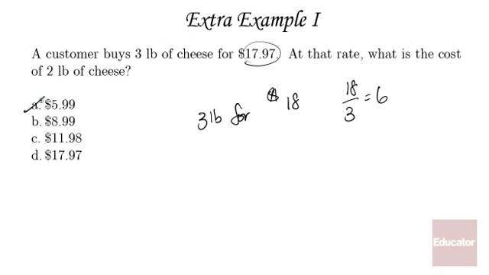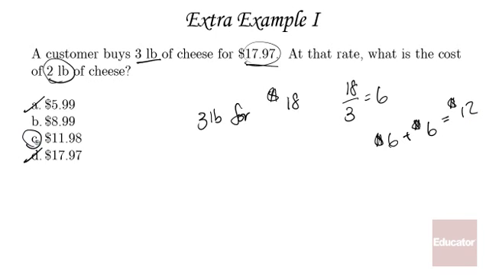So here's a trick answer, this $5.99. If you read very carefully, you see that they're asking for 2 pounds. Well, if 3 pounds cost $17.97, of course it's not going to be the same cost for 2 pounds. So I can get rid of D. And now I'm basically down to B and C. Well, if 1 pound costs $6, approximately 2 pounds would be 6 plus 6, which is close to 12. And my only answer left close to 12 would be C.